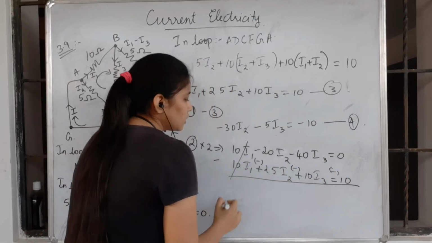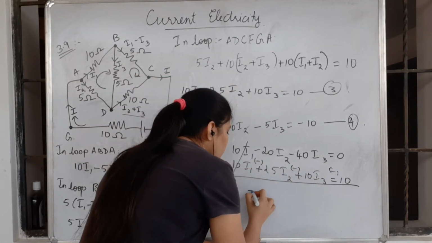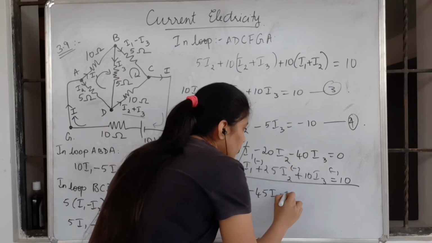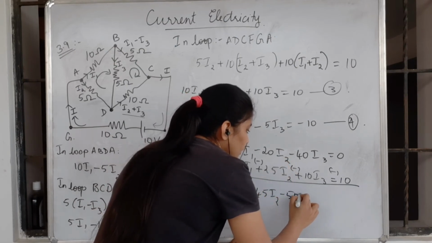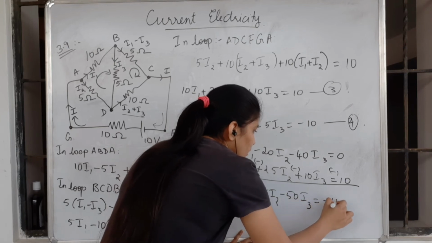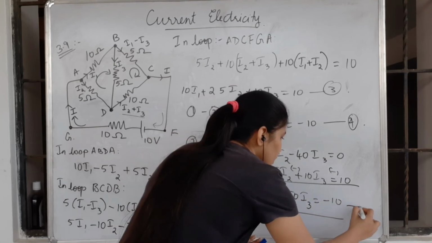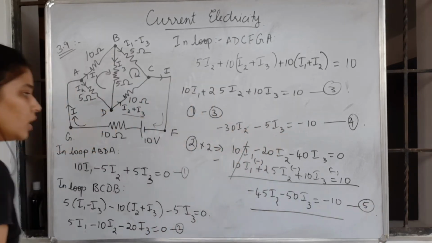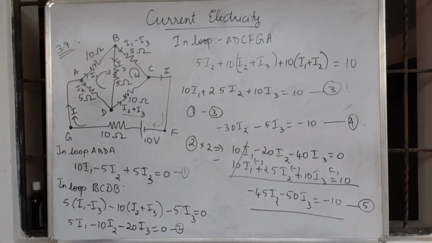So if you subtract, this will go away. Minus 20 minus 25 is minus 45I2, and here minus 50I3 is equal to minus 10. Correct? So this is equation number 5. Okay, now using this 4 and 5, we can solve for I2 and I3. Okay, so I'll erase the board.